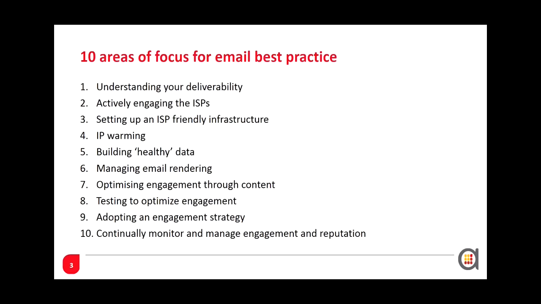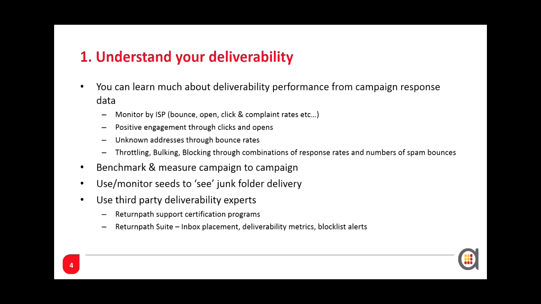So the first step is understanding your deliverability, and you can take a lot of information from the deliverability campaign response data that you already have. There are a lot of tools externally that you can use to monitor email deliverability, but just using your campaign performance data can help you show where you're bouncing, where your unknown user rates are highest, where your engagement is, and your complaint rate data, so you could compare trends and see if any particular campaign might have caused more complaints.